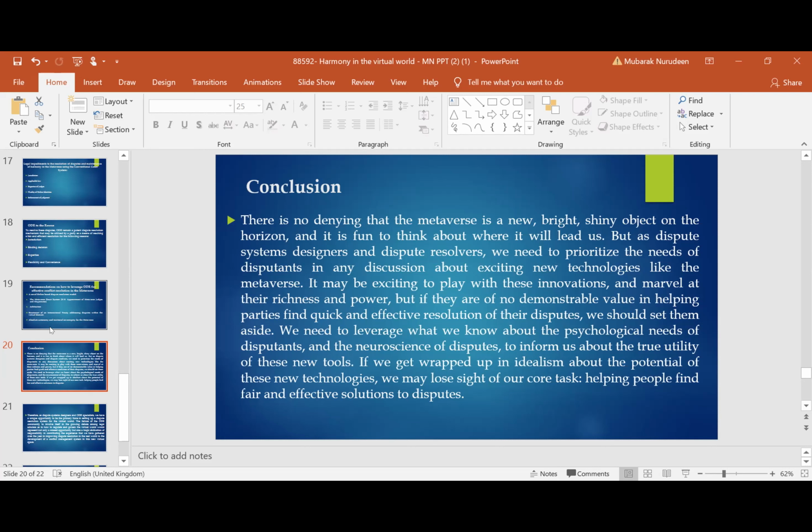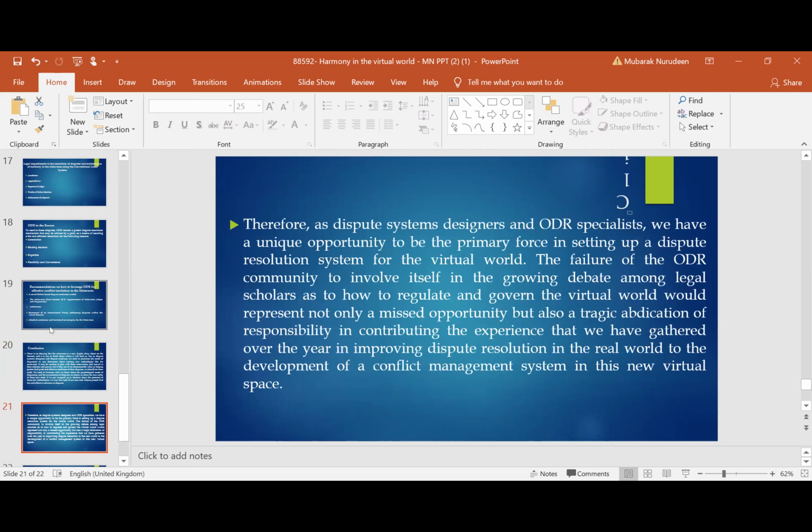We need to leverage what we know about the psychological needs of disputants and the neuroscience of disputes to inform us about the true utility of these new tools. If we get wrapped up in idealism about the potential of these new technologies, we may lose sight of our core task, helping people find fair and effective solutions to disputes. Therefore, as dispute system designers and ODR specialists, we have a unique opportunity to be the primary force in setting up a dispute resolution system for the virtual world.